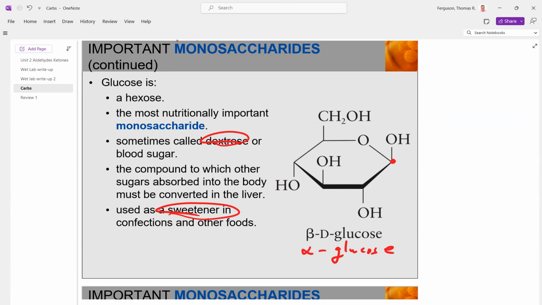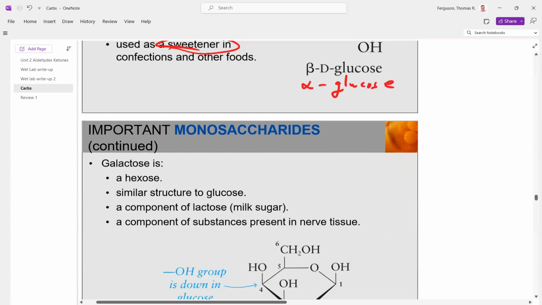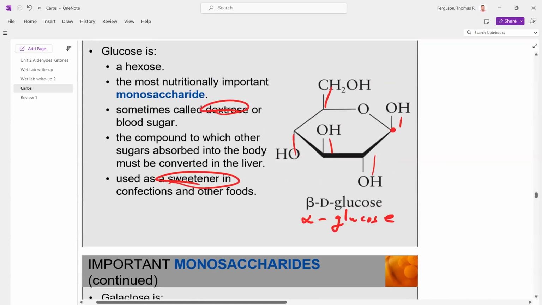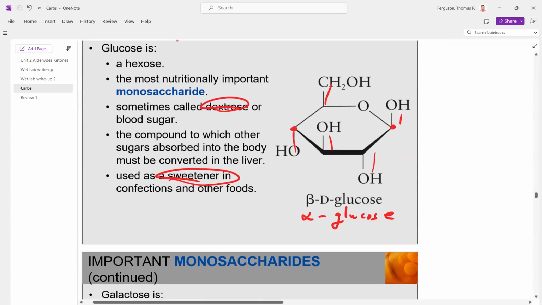Okay, so the way I like to remember this is glucose. If you remember the beta version of glucose, it alternates up, down, up, down, up. And the other monosaccharide you need to know is galactose. And the only difference between glucose and galactose is carbon number 4. Galactose goes up, glucose goes down. It's carbon number 4.